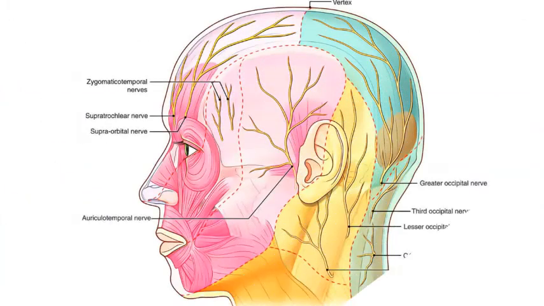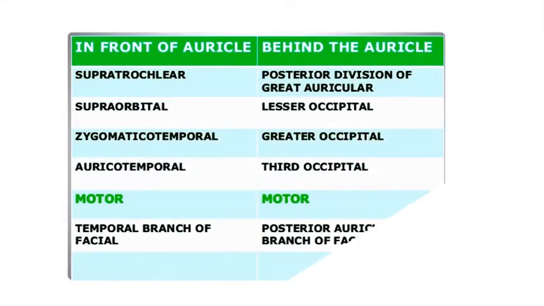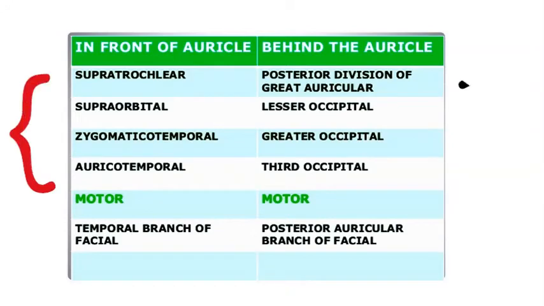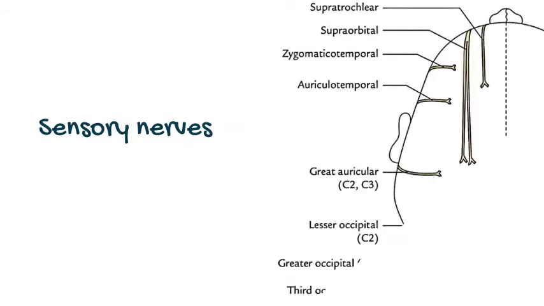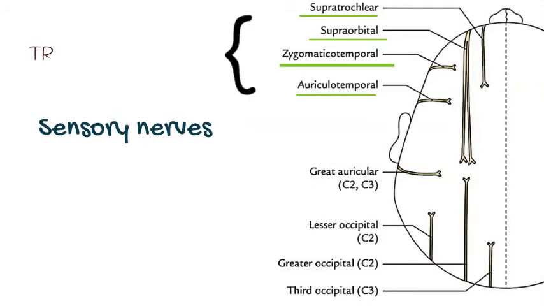Sensory supply of the scalp. The scalp on each side of the midline is supplied by 8 sensory nerves, 4 in front of the auricle and 4 behind the auricle. The following sensory nerves are present in front of the auricle. Supratrochlear nerve. Supraorbital nerve. Zygomaticotemporal nerve. Auriculotemporal nerve. These are branches of the divisions of the trigeminal nerve.